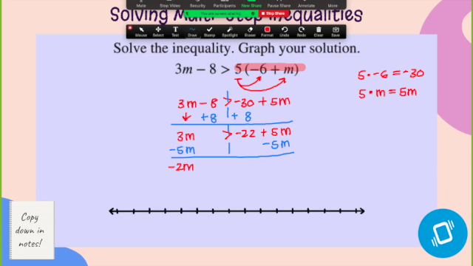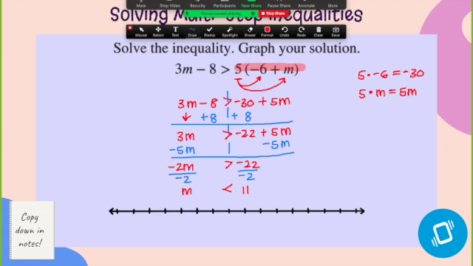negative 2m being greater than negative 22. And then I see that negative 2 is multiplying with m. So I can complete the opposite operation, which will be to divide negative 2 on both sides. When I divide negative 2 on both sides, I'm left with m being less than positive 11.